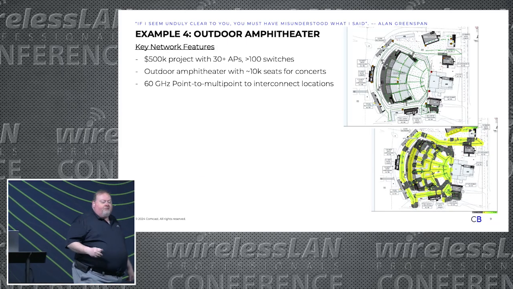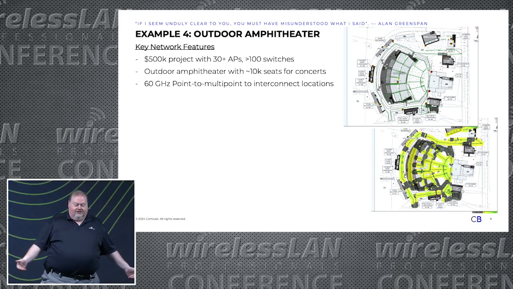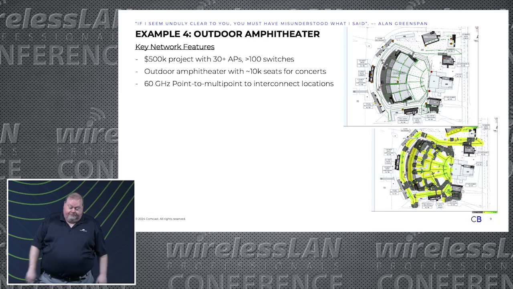Another one, an outdoor amphitheater. A $500,000 project with 30 APs and 100 switches, that's wrong, over 10 switches. A 10,000 seat amphitheater for concerts. Again, 60 gigahertz point-to-point links for interconnect locations.